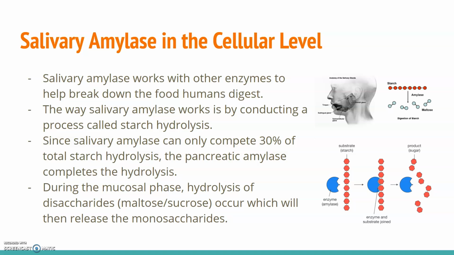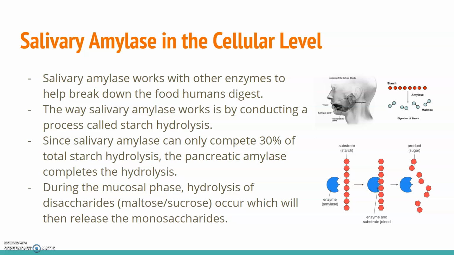We learned in Unit 1 about hydrolysis and how you add a water molecule to break the bond of a substance. So the salivary amylase begins by conducting the process of starch hydrolysis. During the starch hydrolysis, only 30% of the starch hydrolysis is completed, and the enzyme we talked about earlier called pancreatic amylase will complete the whole process.